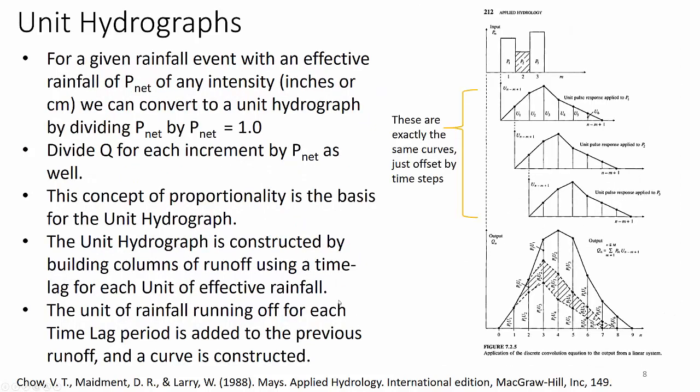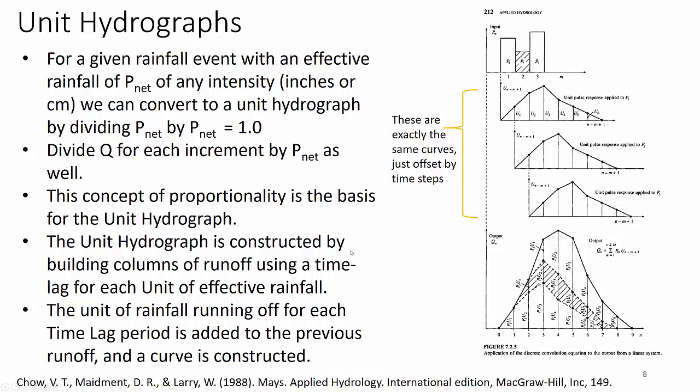We know that. So once you have a unit hydrograph, let's say you've developed a unit hydrograph for a given rainfall event with an effective rainfall of P net, that's the net precipitation of any intensity, inches or centimeters, we can convert to a unit hydrograph. So we take any rainfall event and we can make a unit hydrograph out of it by dividing P net by P net equals 1. That's the cool thing, is we standardize the thing. We can divide Q for each increment by P net as well. This concept of proportionality is the basis of the unit hydrograph.